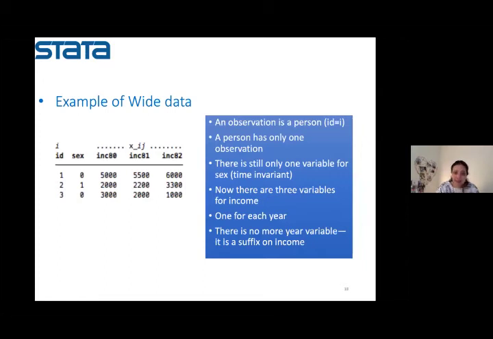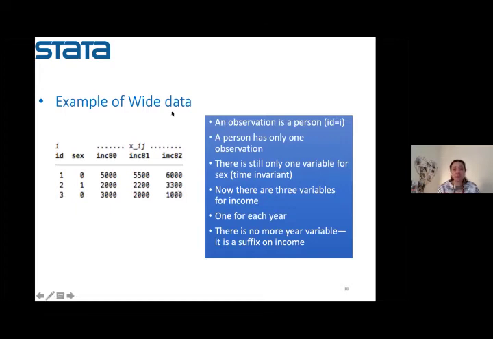For the wide data, and we'll see that we need to change between wide and long data when we start the application, for each individual we have only one line. For the variables that we know are time invariant, like sex, for instance, you will have only one column. But for the variables that change over years or over time, we will have several columns based on your g. So here we have 3 years, so we'll have 3 columns for income, one column for each year.